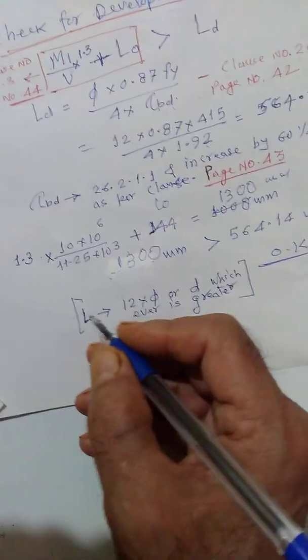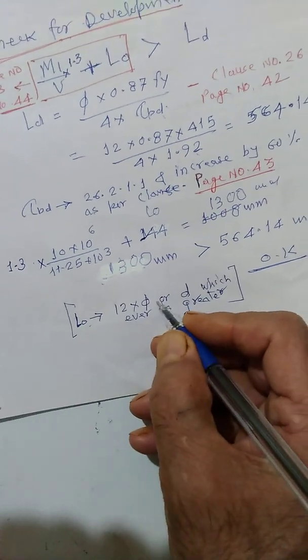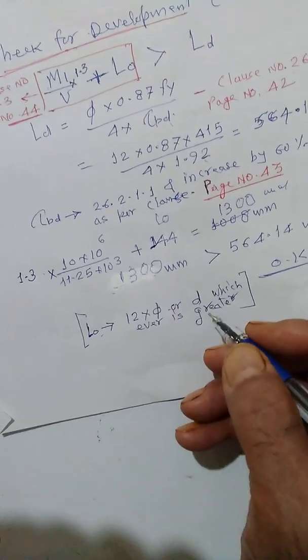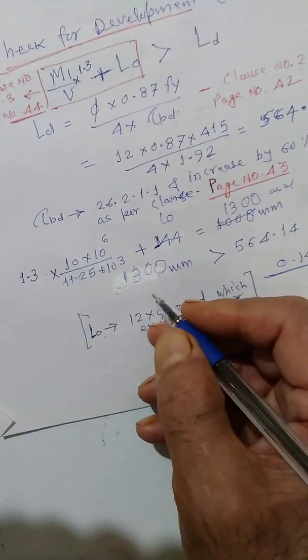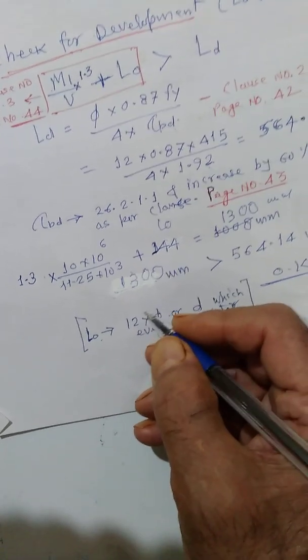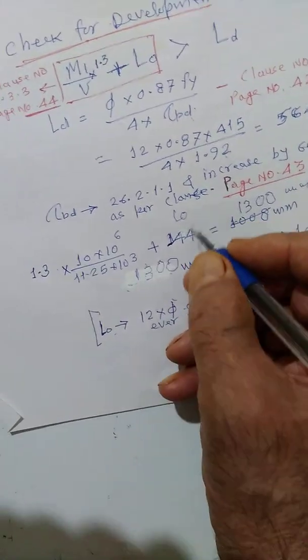As I already told you, L0 is 12 times bar diameter or effective D, whichever is greater. And our diameter is already known, 12 mm, 12 times 12 is 144, that's why it is 144.